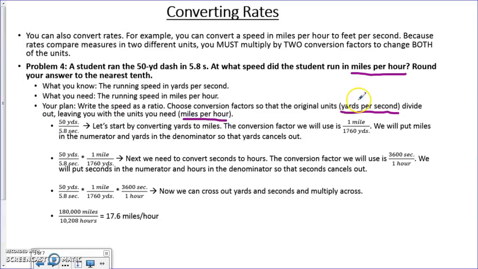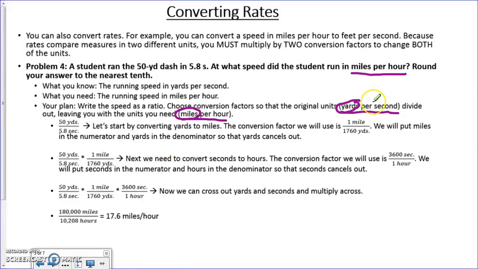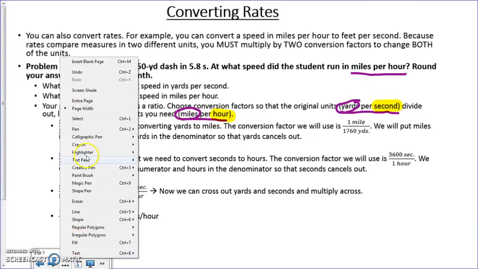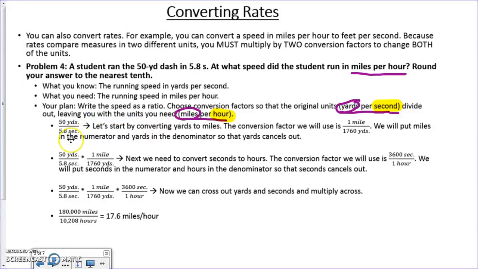So in other words, we have to convert yards to miles, and we have to convert seconds to hours. Sometimes you're going to use more than 2 conversion factors. Other times you're only going to use 1. So 50 yards per second is what we put: 50 yards per 5.8 seconds. So let's start by converting yards to miles.